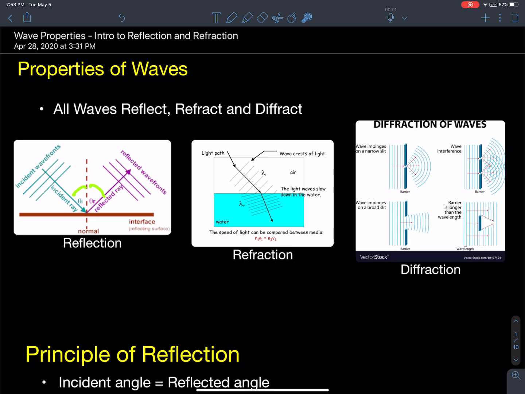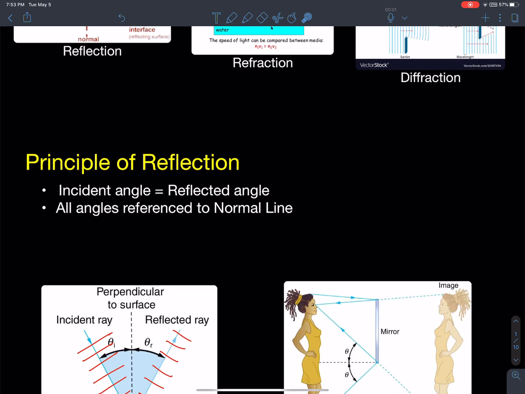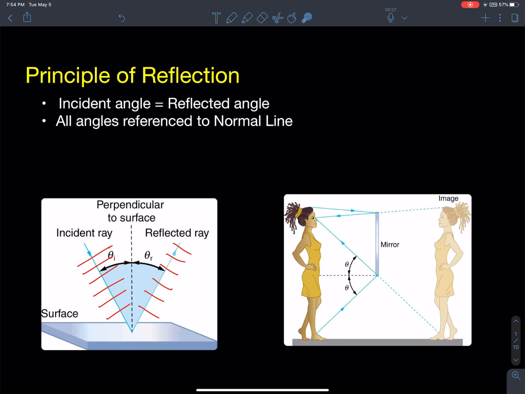And we're going to learn a little bit more about the calculations and what's involved in each. Okay, so reflection in the IB curriculum is actually pretty simple. We don't do too much with it. We just have to know how to identify it. So you always get reflection when a wave hits a surface, or changes its speed, or goes through a different medium.